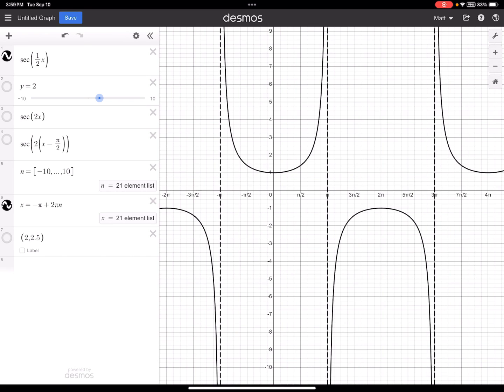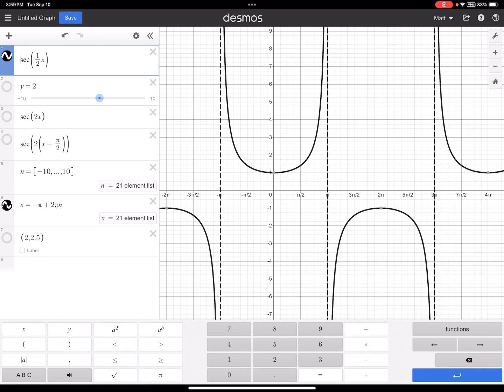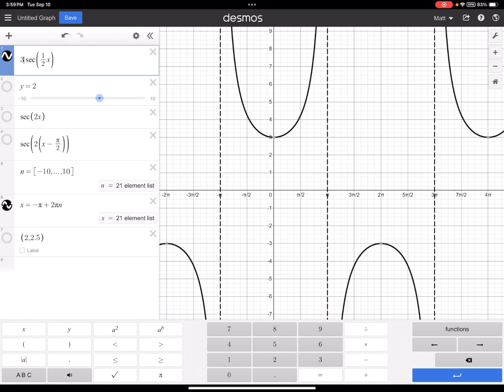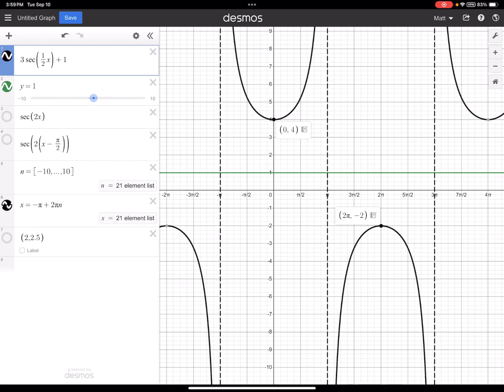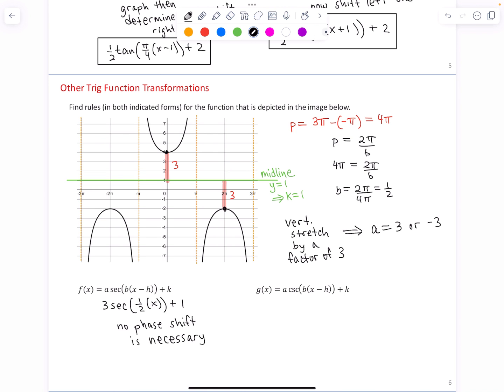We need to now move the maximums and minimums from 1 unit away from the midline to 3 units away from the midline by doing a vertical stretch by a factor of 3. So multiply the secant function by 3. And then finally, we need to move the midline up 1 unit by doing a vertical shift up 1. And now everything is in place. No phase shift will be required. So no phase shift is necessary.